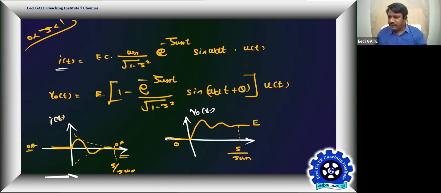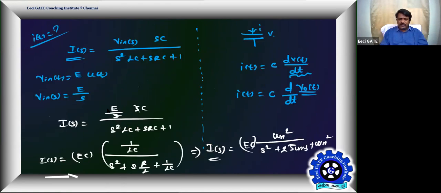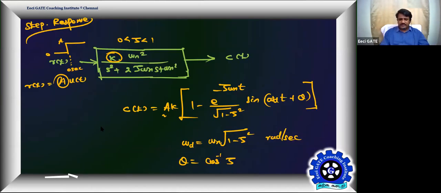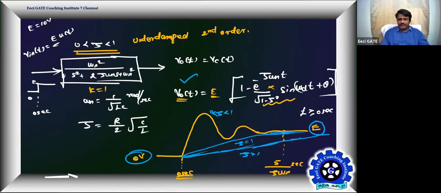Let us see what happens in the circuit. So that's the understanding from a system perspective. The circuit is treated as a second order underdamped system, and then we got the responses. Then as a circuit, we'll see what the perception is.